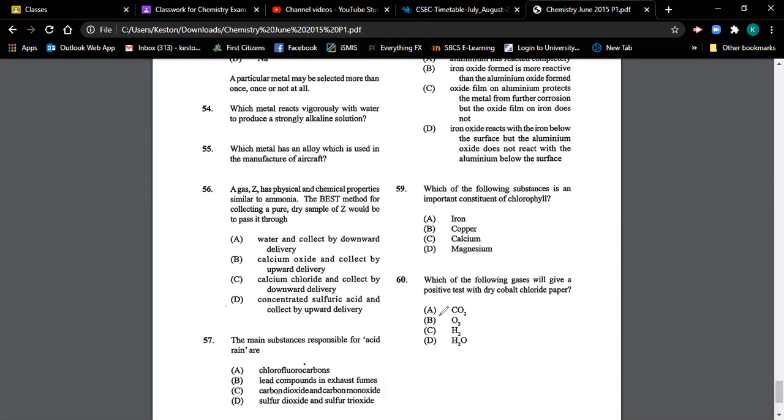60. Which of the following gases will give a positive test with dry cobalt chloride paper? How do we use dry cobalt chloride paper? I told you this last time. Yeah, water vapor. D.